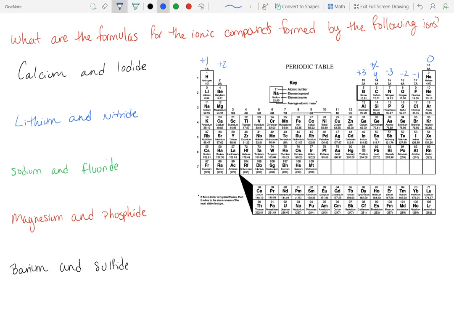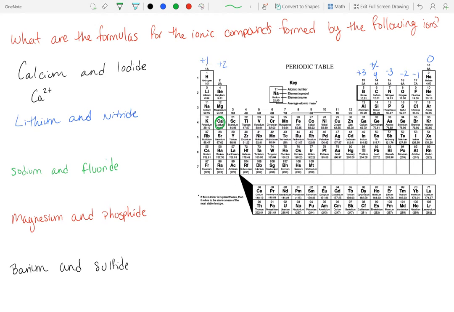All right, so we already established that calcium's over here, underneath the +2 group, right? So let's go ahead and write out calcium. So calcium, 2+, right? And iodide, okay, so what's iodide? So the first thing you have to do is look for iodide on the periodic table, right? And we find iodide over here along with the other halogens, right?